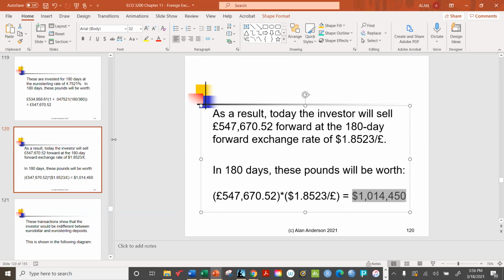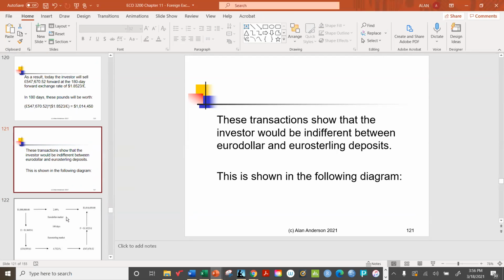$1,014,450. So you know what that means, that in spite of the differences in the interest rates between the two countries, given that I'm hedging my foreign exchange risk with a forward contract, I will wind up with the same rate of return in both currencies. Okay, so in other words, that forward exchange rate that I showed you is the one and only forward exchange rate at which this will happen. At any other price, one currency will become more attractive than the other. Right now, we're completely indifferent between the two.